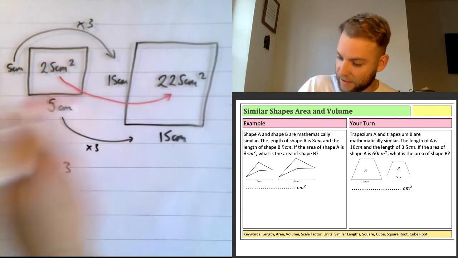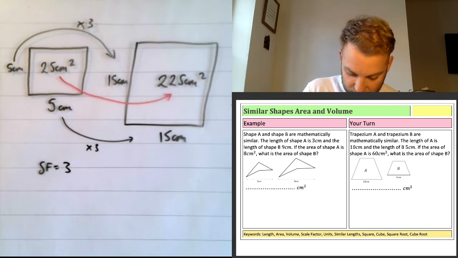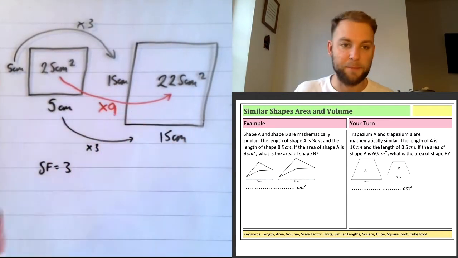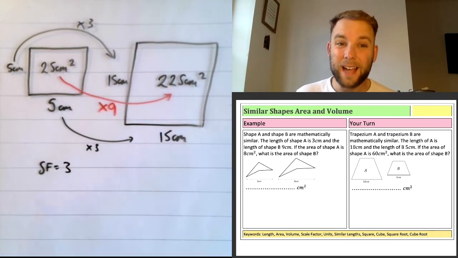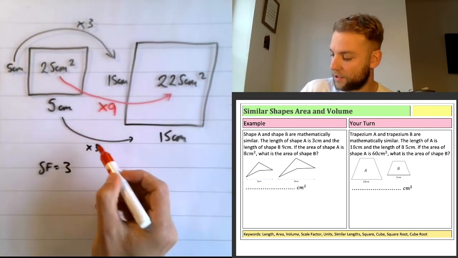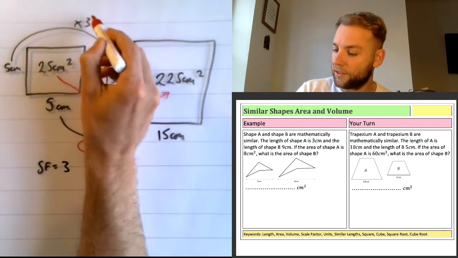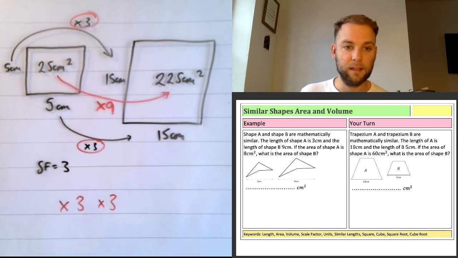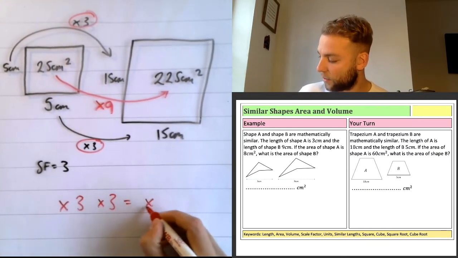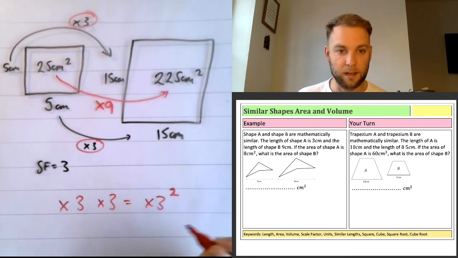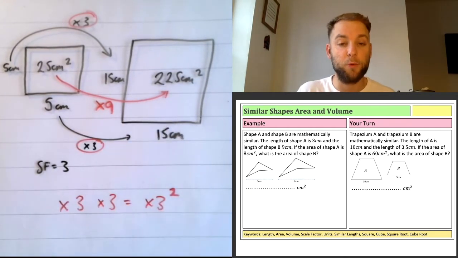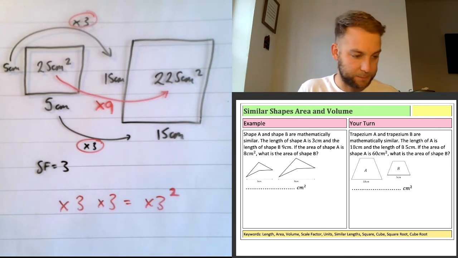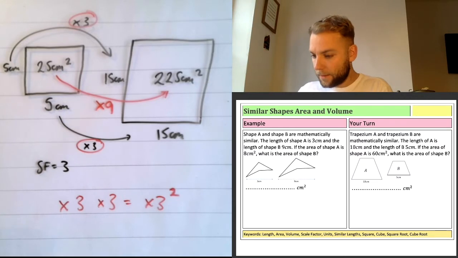In fact, if I was to divide 225 by 25, this is actually 9 times bigger. And this kind of makes sense because you're timesing by 3 once, and you're timesing by 3 again. So you're timesing by 3 twice, which is the same as saying 3 squared. And 3 squared is 9. We're timesing by the area scale factor, which is 3 squared. So that's the first point.